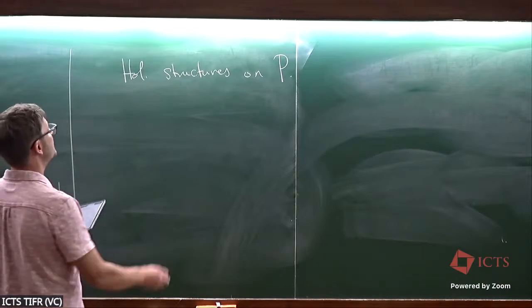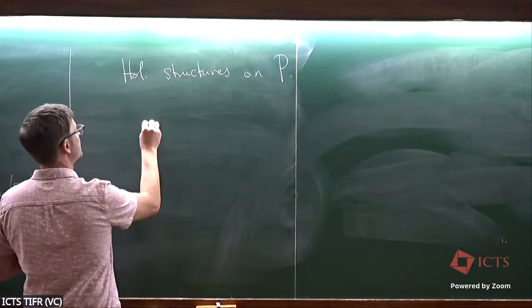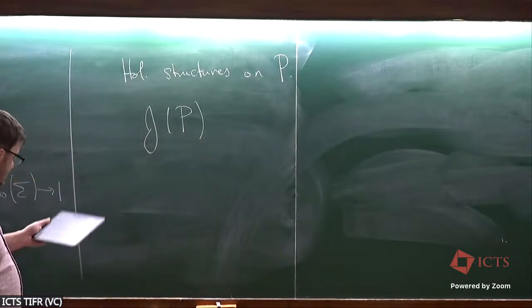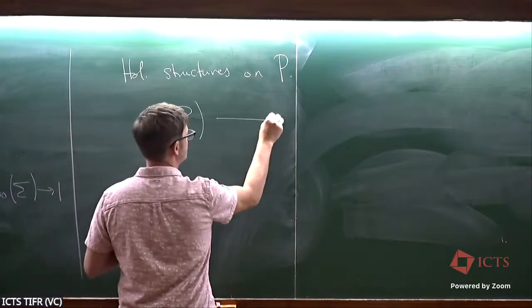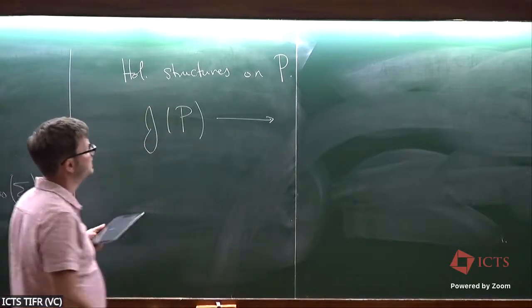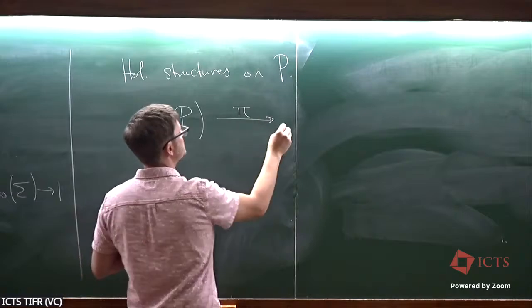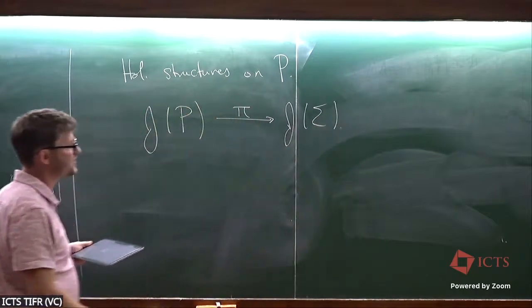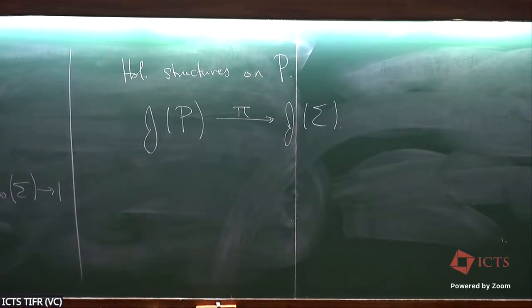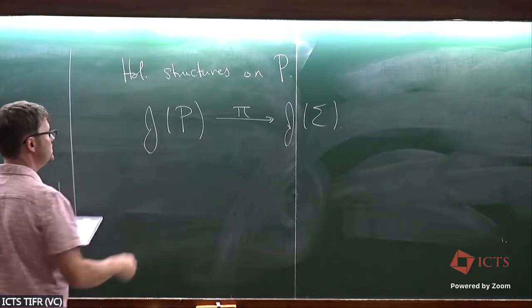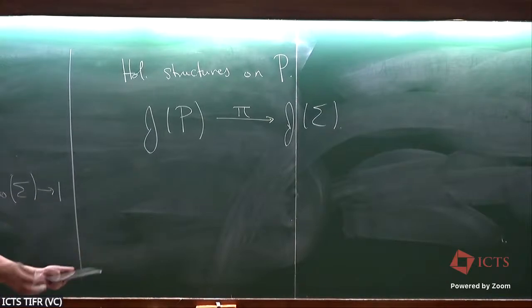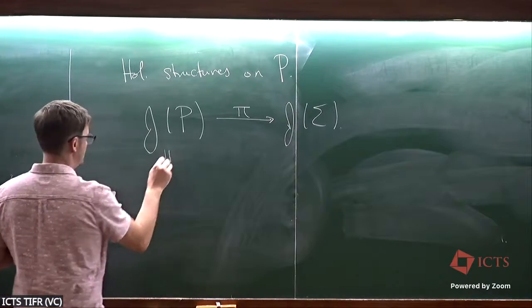Okay, so holomorphic structures. This is going to be the space JP. I'm going to define it for you, but let me first tell you an important point. It has a natural map to the space of complex structures on the surface. A complex structure on my principal bundle has a forgetful map, which induces a complex structure on the base.